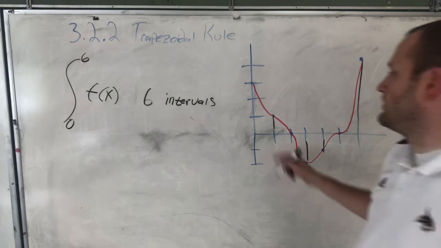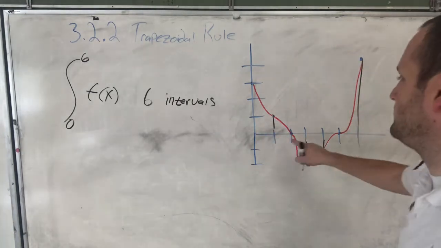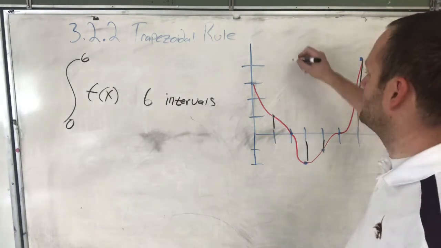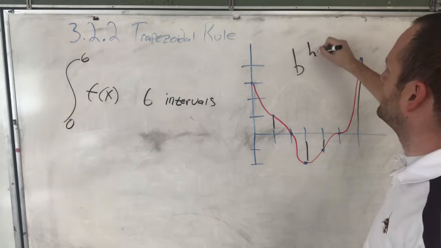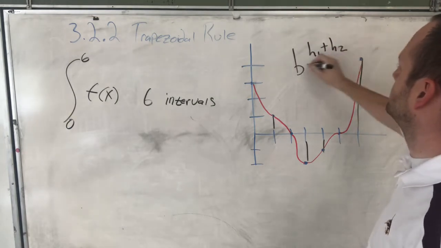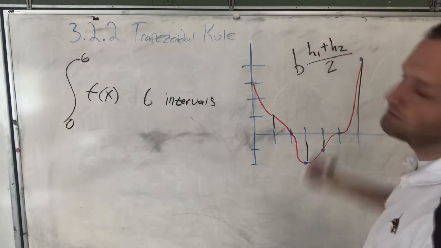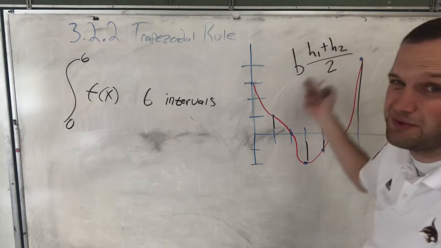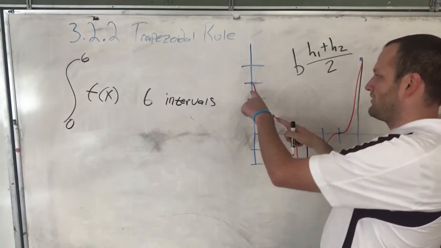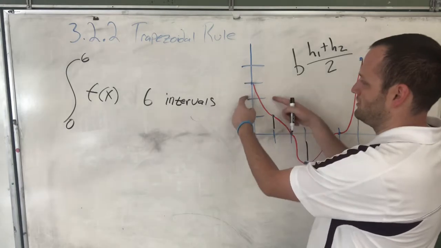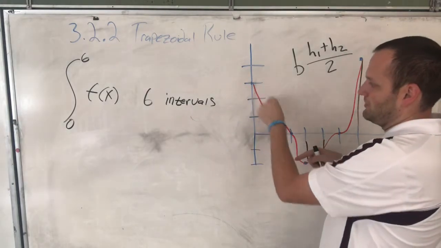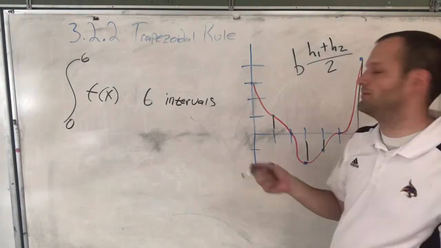Okay? Well, on each of these, the base is just 1. So if you remember, the formula is base times height 1 plus height 2 over 2, because it's the average of the two heights. That's really all that means. Find the average of these two heights. Average of 3 and 1 is just 2. Well, if you took that little triangle there and flopped it over, that's 2, okay?